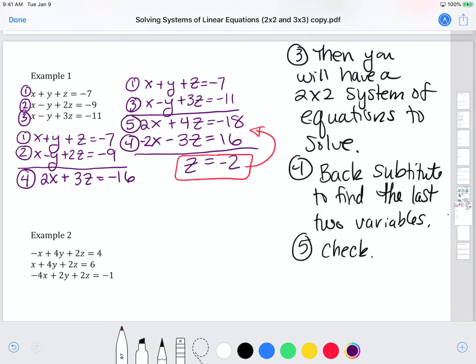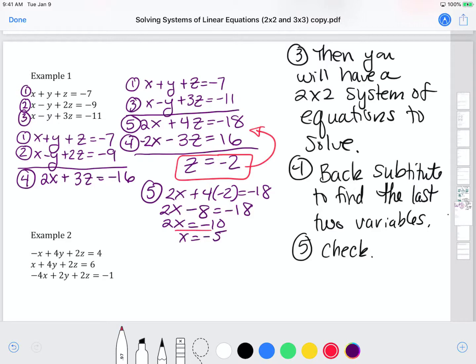So I'm going to take negative 2. Let's say I plug it into equation 5. So I'm going to take 2x plus 4 times negative 2 is equal to negative 18. That gives me 2x minus 8 is equal to negative 18. Then I'm going to add 8 to both sides, and that's going to give me a negative 10, and then divide both sides by 2, and I get x is negative 5. So now I get the second variable.